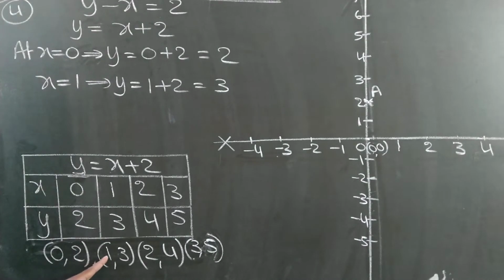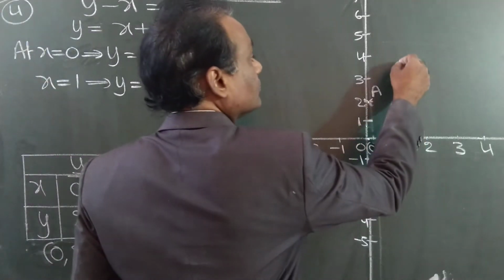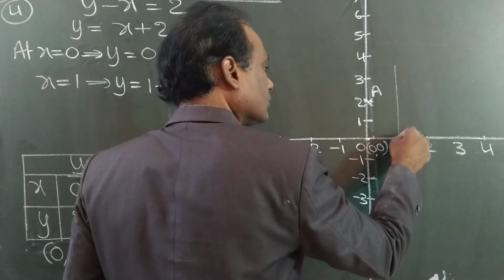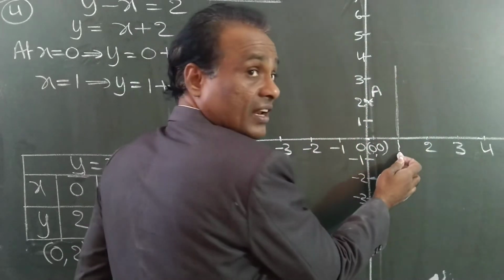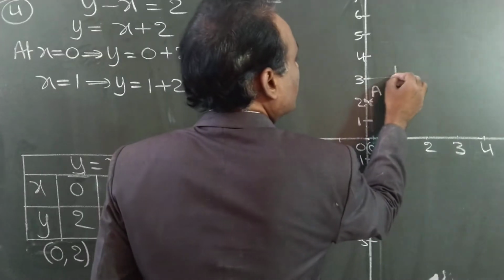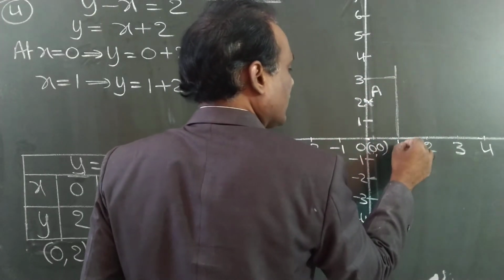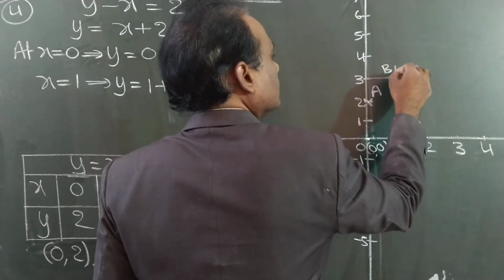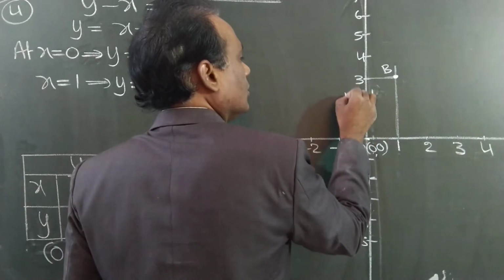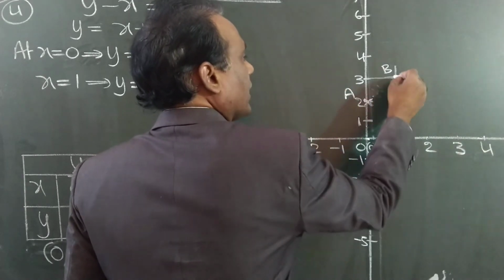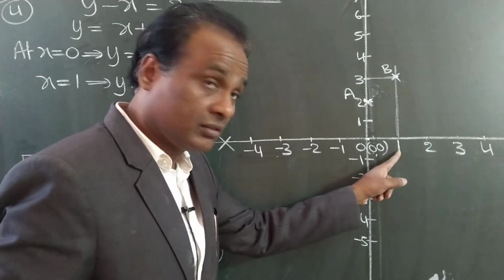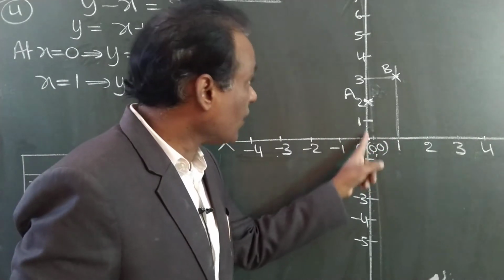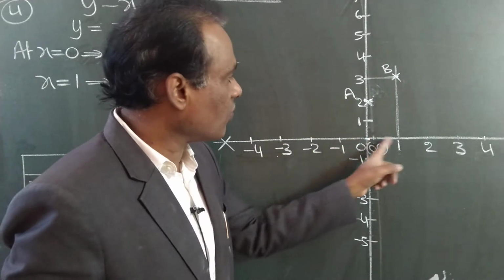Next, x 1, y 3. See carefully how I am plotting. x 1, y 3. This is one point, this is the second point. x 1, y 3. This is the point. 1, 3.